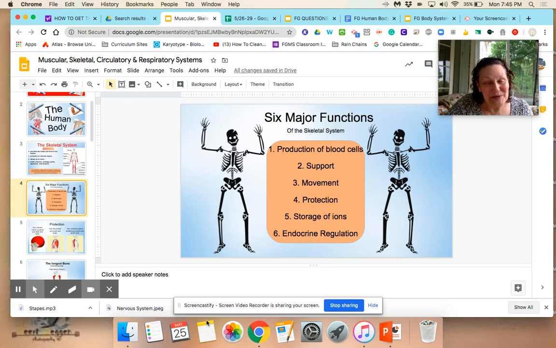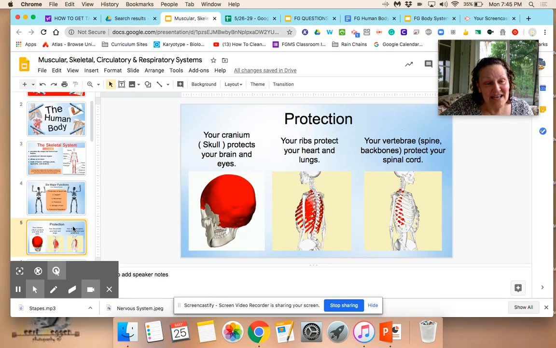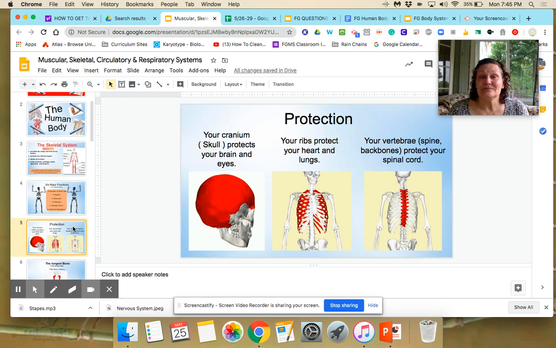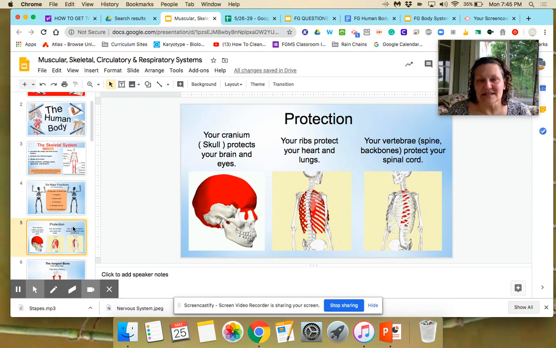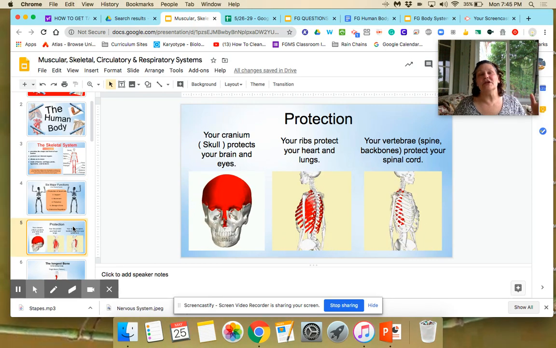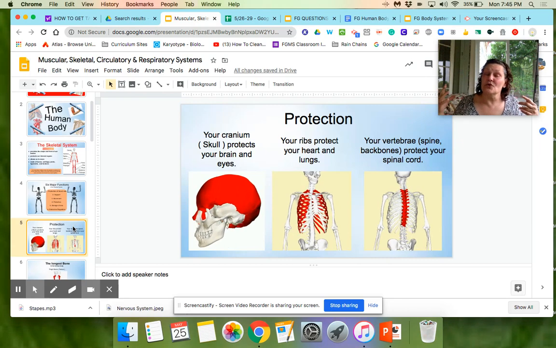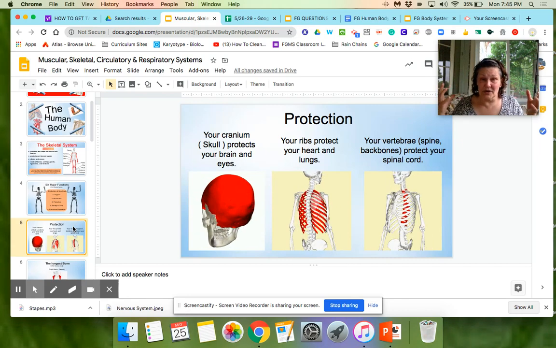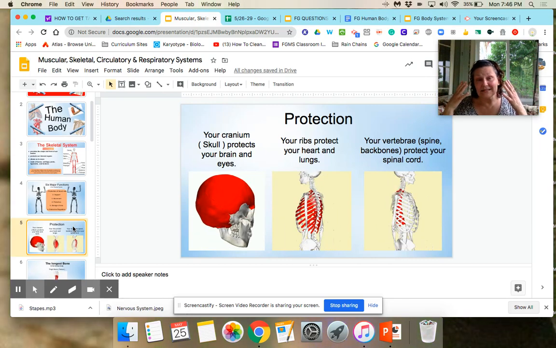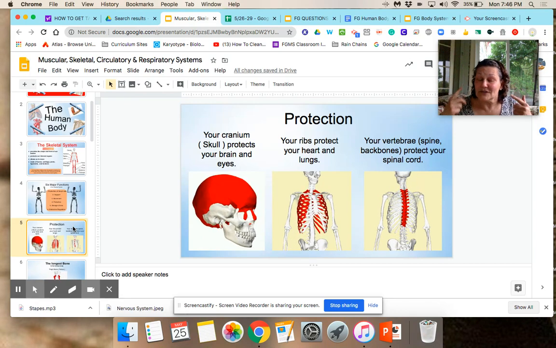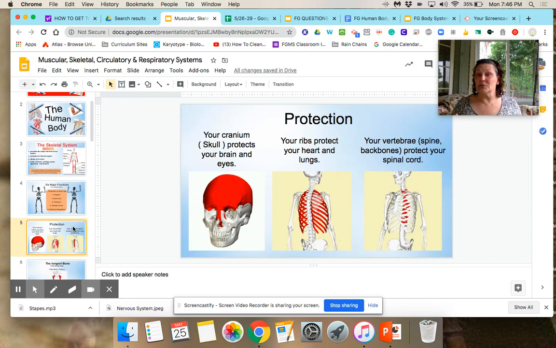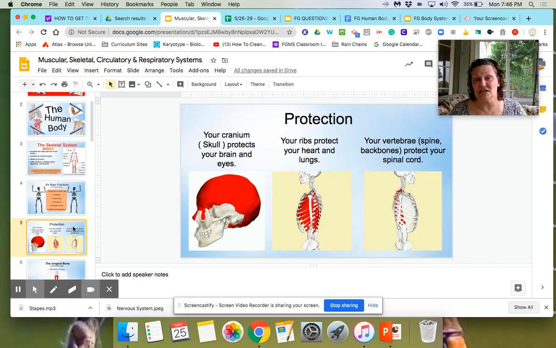So protection. Okay, so this makes sense, I think, to most people, right? You wear a helmet so you can protect your brain. Well, your cranium, right? Your skull is protecting your brain too. It's protecting your eyes. Still wear a helmet, right? Because it can use extra protection. And then your ribs are protecting your lungs and protecting your heart.